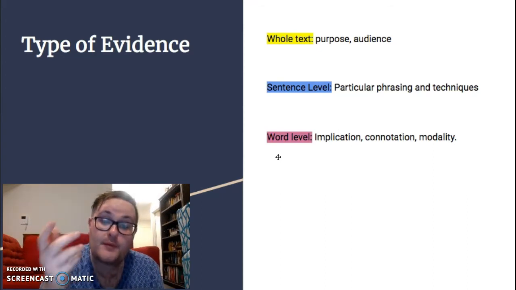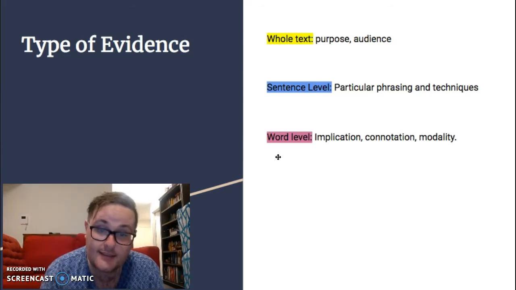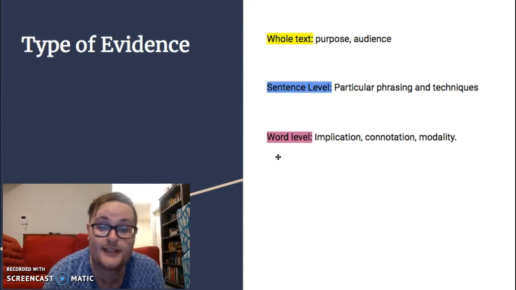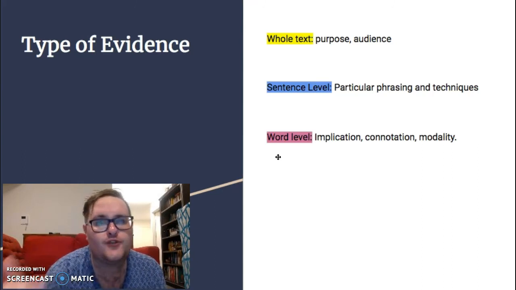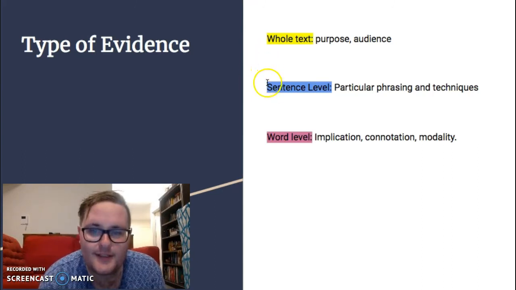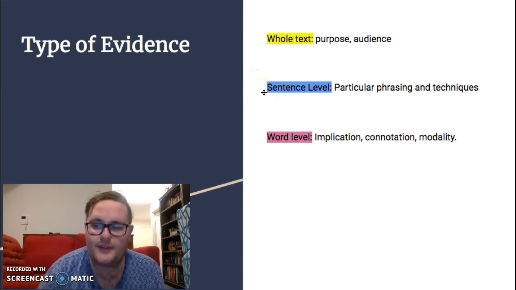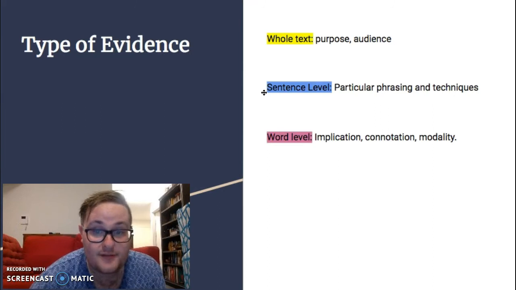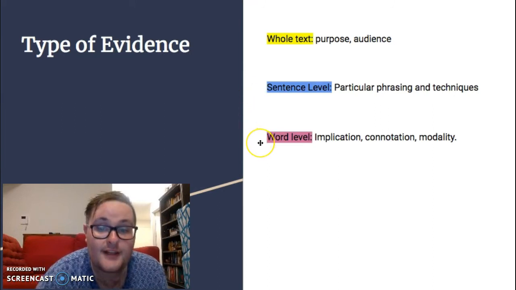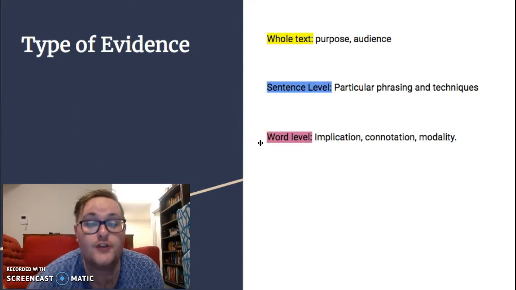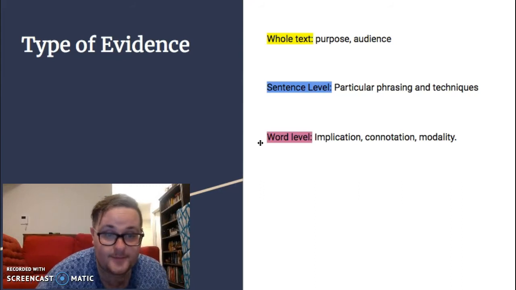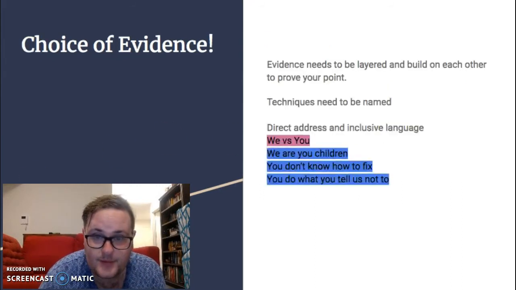You need to talk about the purpose of the text, the purpose for the audience, who the audience is, and how the composer has addressed their audience. Then you need to look at the specific ways in language that purpose is achieved. And then we look at how that purpose is reinforced because of word choice.